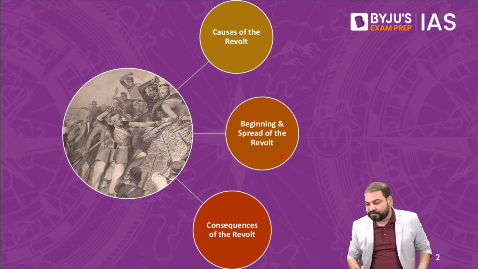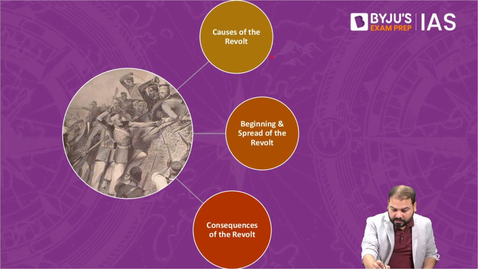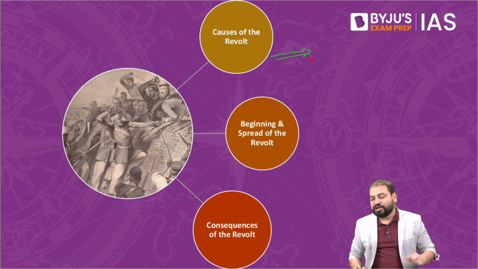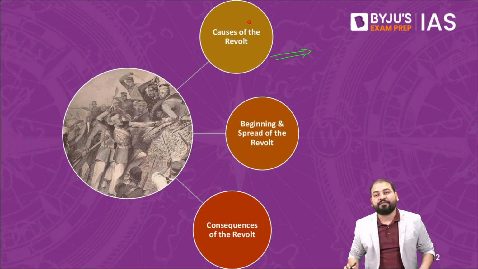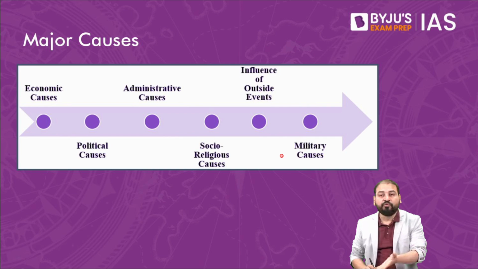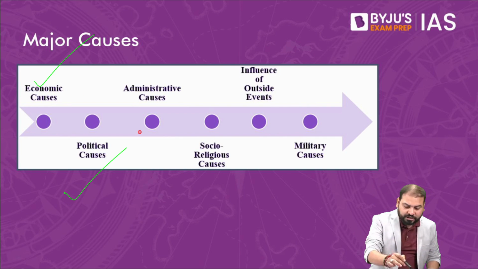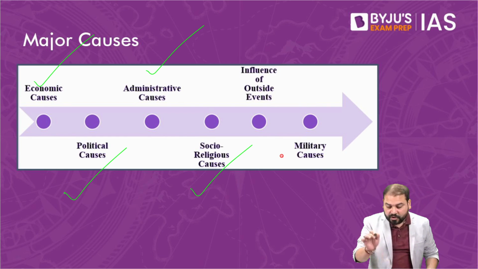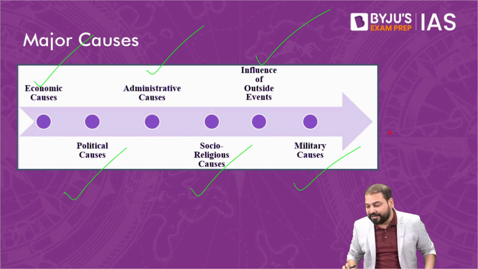What are we going to study in this chapter? 3 portions are here. The first, we shall look into the causes of the revolt. What all are the causes of the 1857 revolt? Under that, you will find economic causes, political causes, administrative, socio-religious, influence of outside events, and military causes.